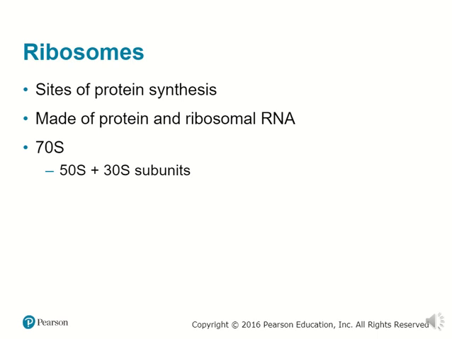Something that bacterial cells all have is ribosomes, and these are essentially the places where proteins are created through the stringing together of multiple amino acids. Ribosomes consist of two parts. They're made of protein themselves as well as ribosomal ribonucleic acid.